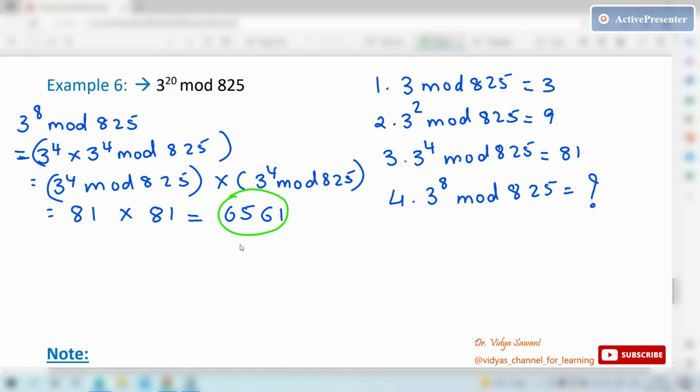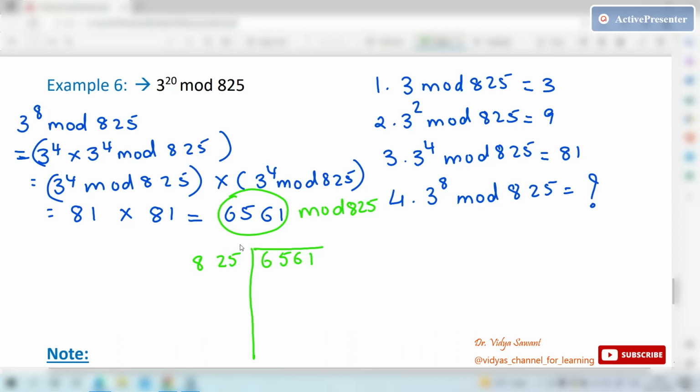Now looking at the answer, you have to again ask two questions. Is this number positive? The answer is yes. Is the number between 0 to b minus 1, that is 0 to 824? The answer is no. So we have got a number which is larger than 824. Therefore, in order to bring it between 0 to 824, we do mod 825 again. So we have to do 6561 mod 825. Remember, whenever your answer exceeds b minus 1, you should always bring it between 0 to b minus 1 by doing modulus. So let us solve this particular part.